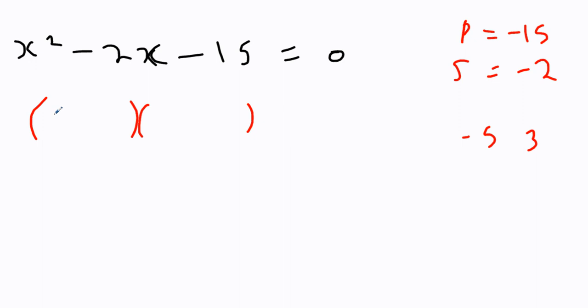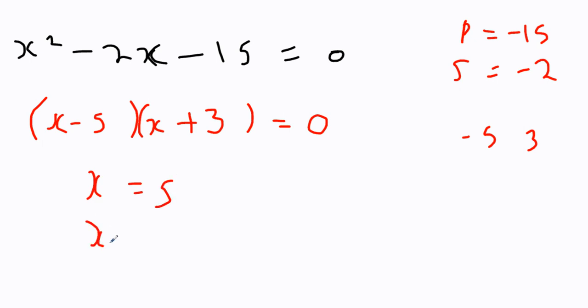So it will be (x minus 5)(x plus 3) equals 0. So your x will be positive 5, or your x could be negative 3 as your answer. Now, that is the solution to the problem. However, you could run into something like this, which some of my students had a problem with.